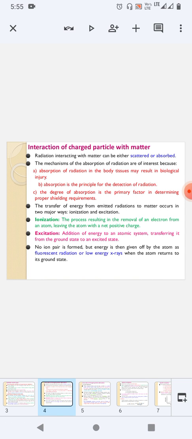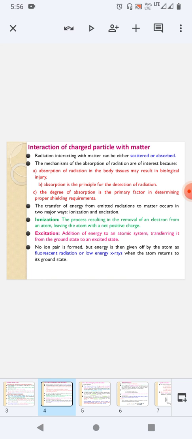The radiation which is interacting with the matter can be either absorbed or scattered. Mechanisms of absorption of radiation are more important because the absorption of radiation in the body tissues may result in biological injury. Absorption is the basic principle for the detection of radiation. The degree of absorption is the primary factor in determining the proper shielding requirements. The transfer of energy from radiation to matter occurs in two major ways, either ionization or excitation.